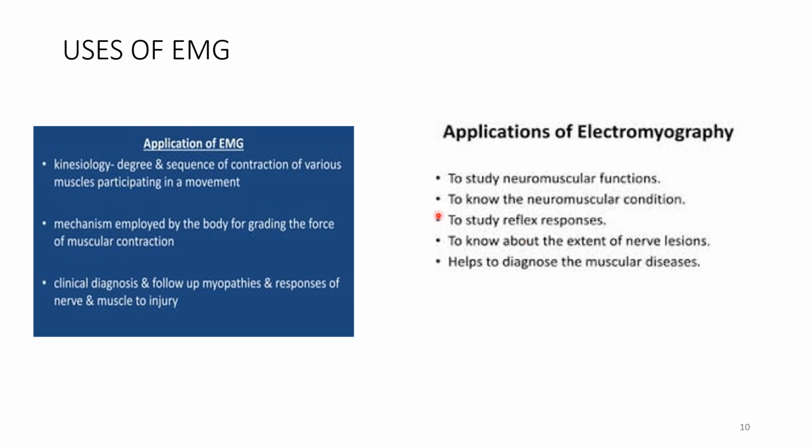So simply to say, EMG is used to study neuromuscular functions, to know the neuromuscular condition, to study reflex responses, to know about the extent of nerve lesions, and it helps to diagnose muscular diseases. So neuromuscular diseases and reflex responses can be studied by EMG.